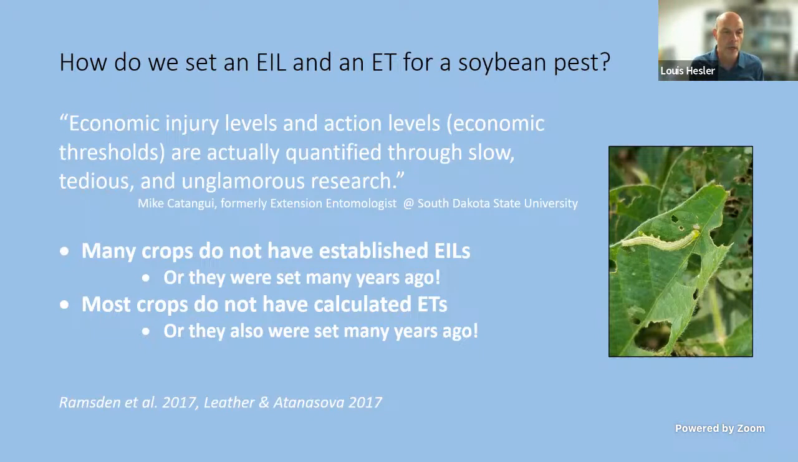And because of that, we find that many crops do not have established EILs, or if they do, those were established many years ago, and the varieties have changed, the cultivars have changed, maybe some of the planting practices have changed, maybe the pest has become more severe, perhaps more difficult to manage. And by the same token, most crops do not have calculated economic thresholds or ETs, or if they do, these also were set many years ago. So in many instances, we don't have a really good economic injury level or an economic threshold. We may have an idea of when to spray for a pest based on some damage and experience, and these are called nominal thresholds. But there's opportunity and need out there for a lot of research to develop accurate economic injury levels and to accurately calculate the economic thresholds that are associated with those injury levels.